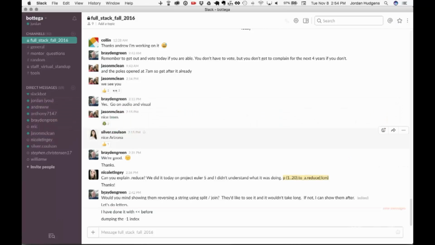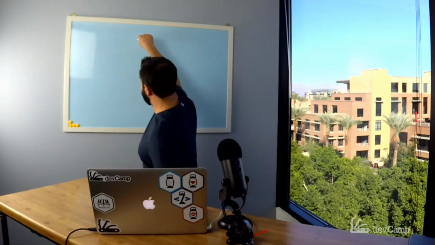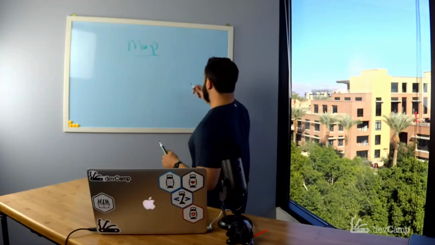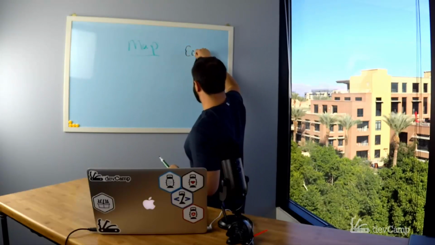Okay, any last questions on that before we move on to map? Okay, so now let's talk about map and each. Now these are both enumerable methods, which means that they're used for iterating over collections. Now these ones, these took me a little while, so I'm glad that we can dive into them a little bit deeper. So here we have map, and here we have each.